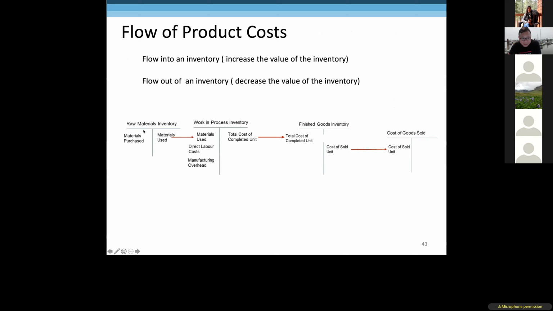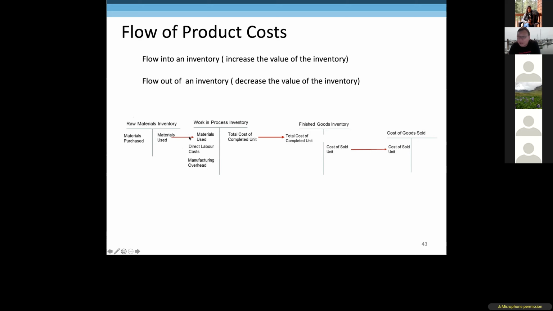So take a look here. I'm using the T account. For the raw materials inventory, if you have materials in, that will increase the value of the inventory. And then when you use the materials, the materials are out, so that will decrease the inventory. The raw materials go to work in process. And then you also have the direct labor cost and the manufacturing overhead, right? All of this goes into the work in process inventory.